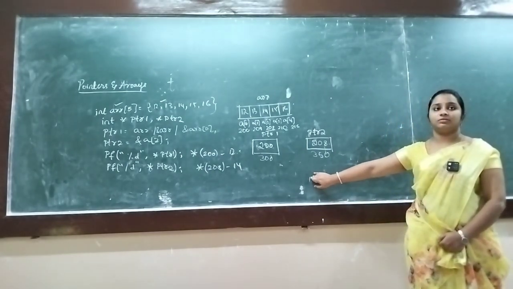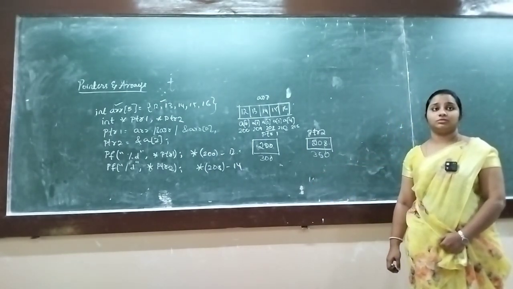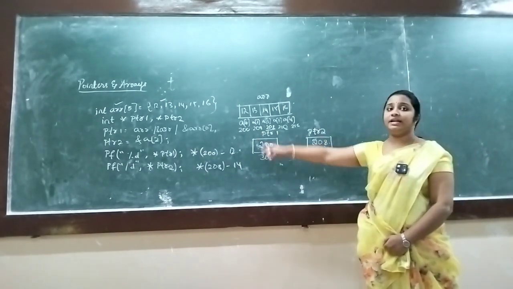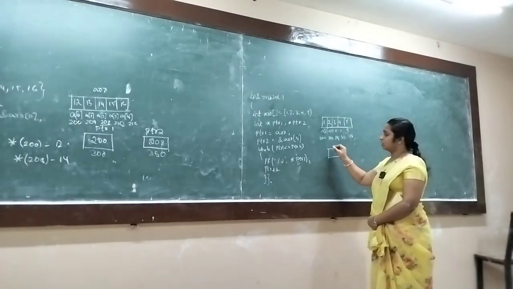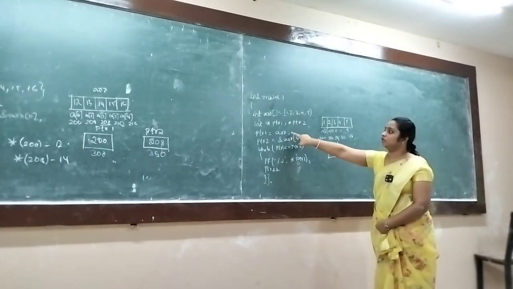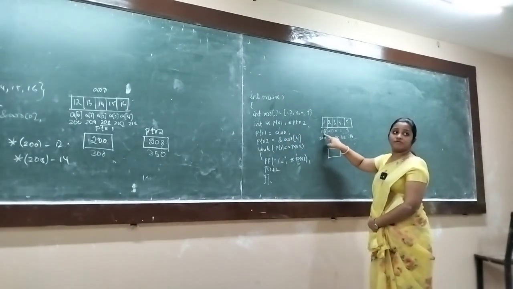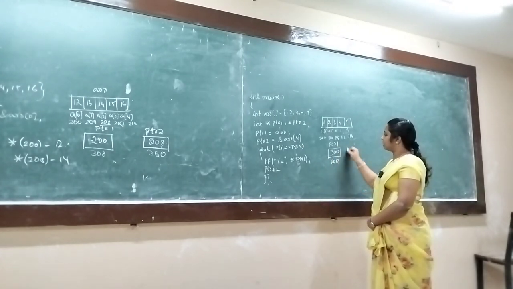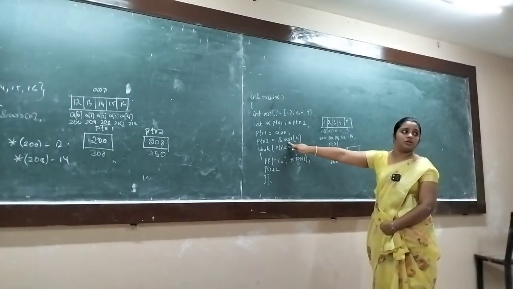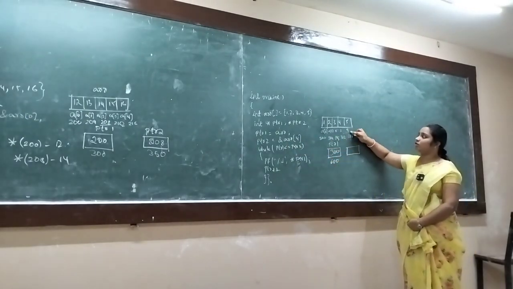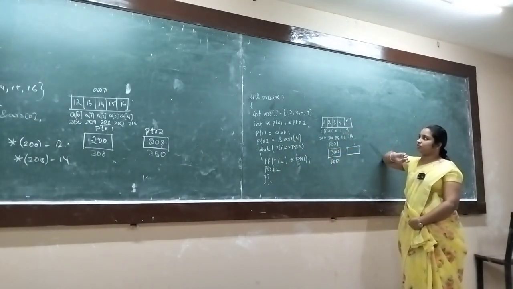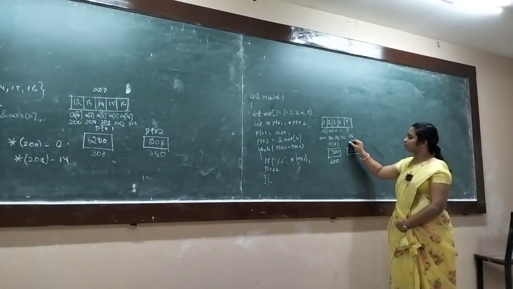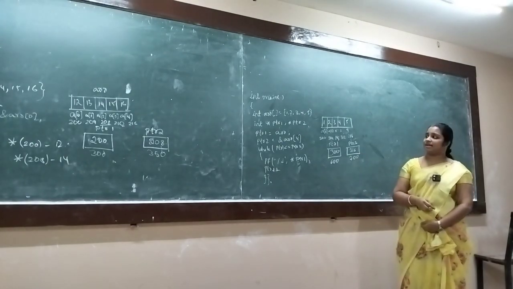Write it down fast. Heading, point 0. Pointer 1 is pointing to array of 0. That means it stores the address of array. What is the address of array? 300. It has some random address, 600. Next, what is PTR2? Stores array of 4. What is array of 4? Some random address, 700.